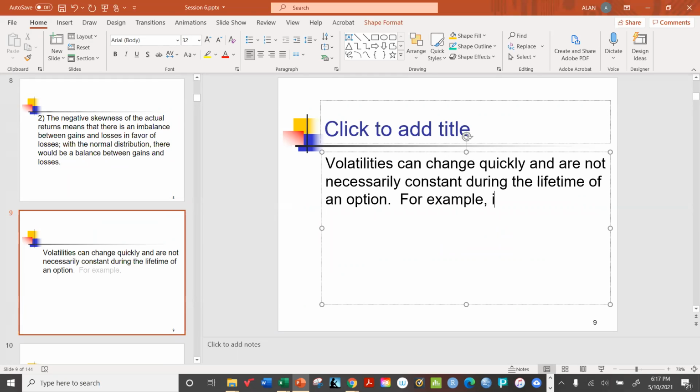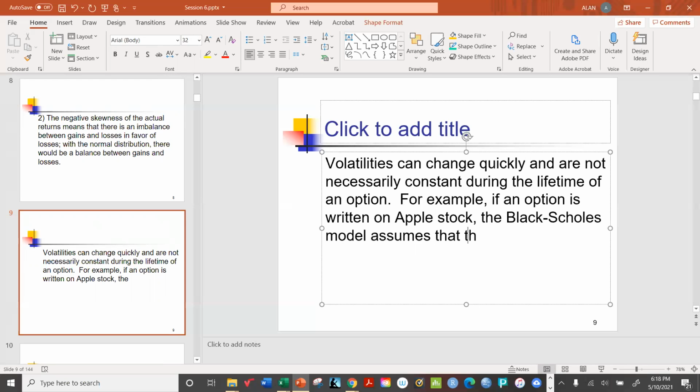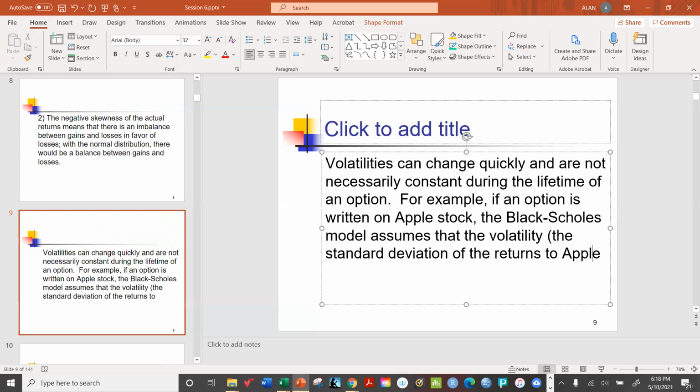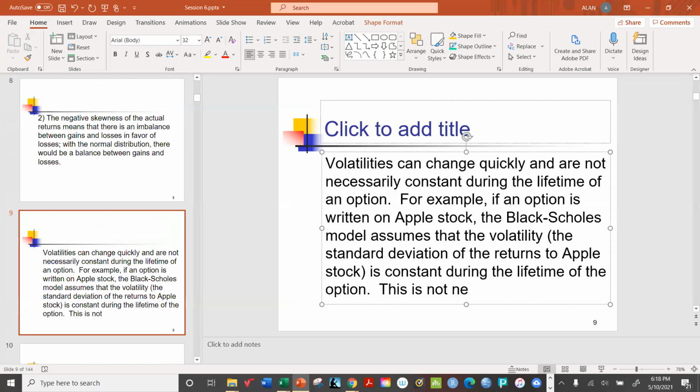For example, if an option is written on Apple stock, the Black-Scholes model assumes that the volatility, and by the way, the volatility is just another name for the standard deviation of the returns to Apple stock, is constant during the lifetime of the option. This is not necessarily true.